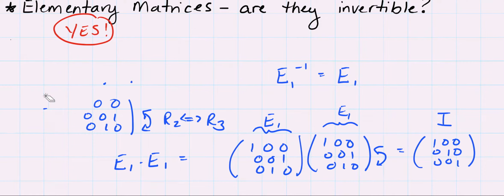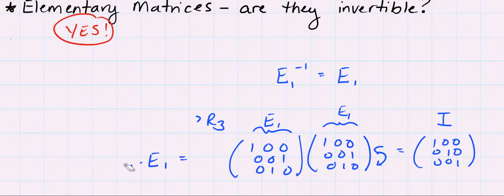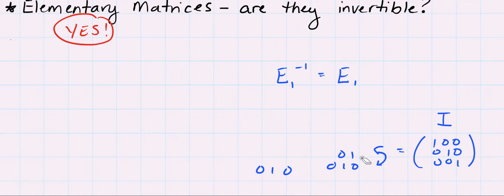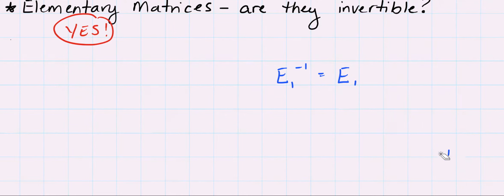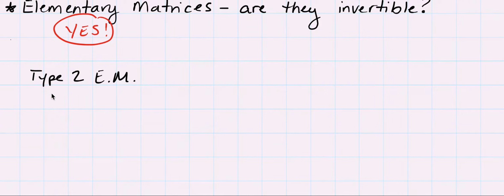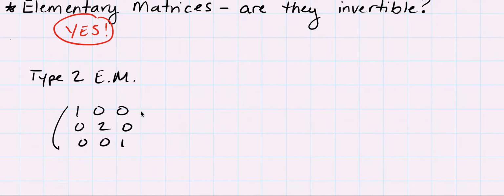Now what if I have a type 2 elementary matrix? What would the inverse of that look like? Well, let's give an example. Type 2 elementary matrix means I just take one of the rows and multiply it by a non-zero number. Here I multiplied row 2 by 2. Let's call this E sub 2. What do you think the inverse is going to look like?